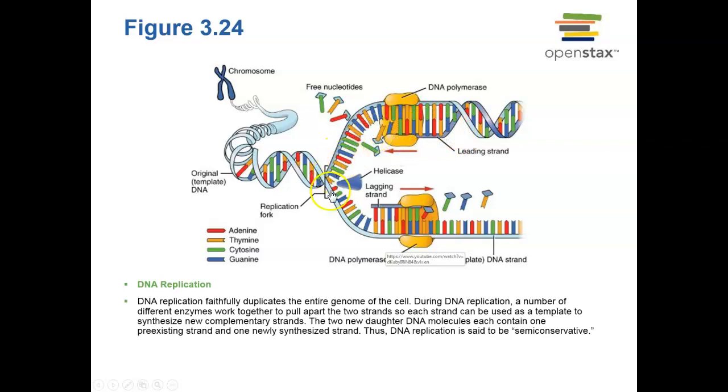So here it's unwinding. And here you have DNA polymerase moving along, allowing for new nucleotides to attach. So what we end up with is two identical double-stranded DNA molecules, each consisting of one of the old strands of DNA and a new strand of DNA. And because of that, it's termed a semi-conservative process.